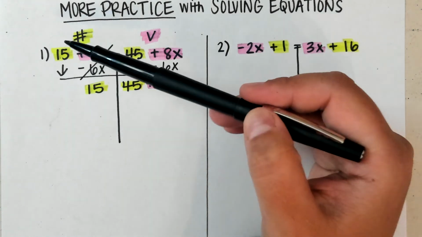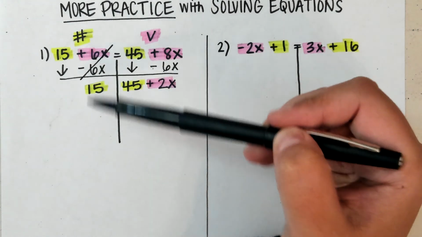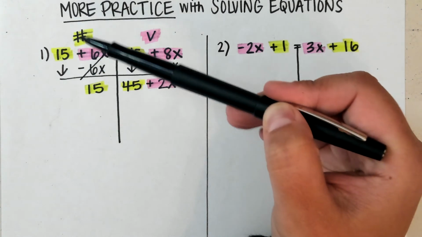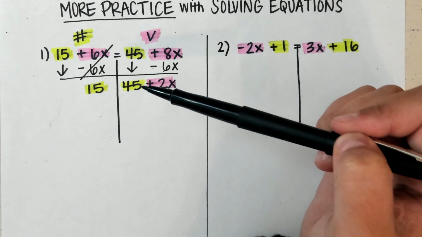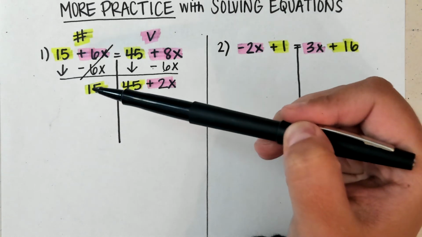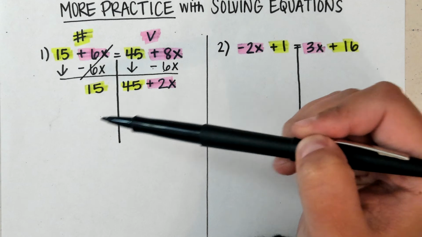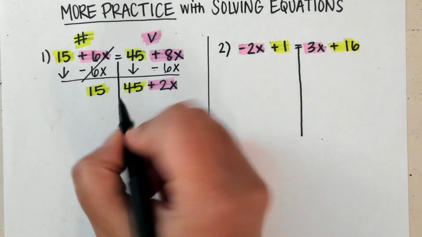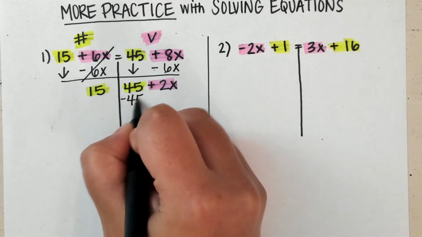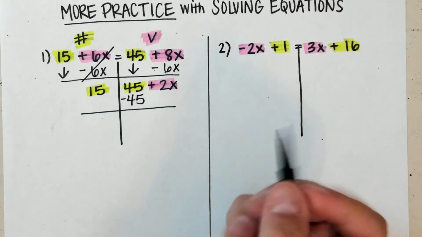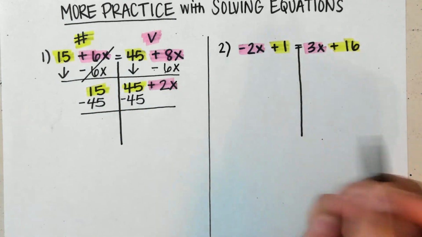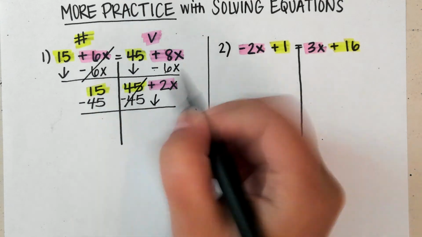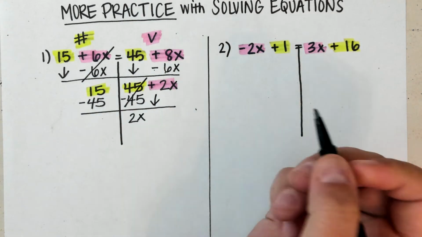Now I need to get all of my numbers that don't have variables underneath this side. We can notice that this 15 is yellow, it's under the correct side. However, this 45 is not under the number side, it's yellow, so it needs to come over to the other side. So I have a positive 45. In order to move it, I need to do the opposite, which is a negative 45 on both sides. These are going to cancel. I'm going to bring down my 2x.